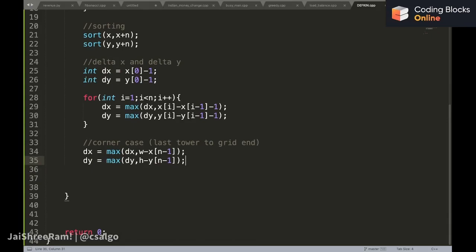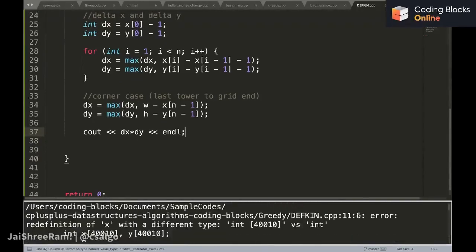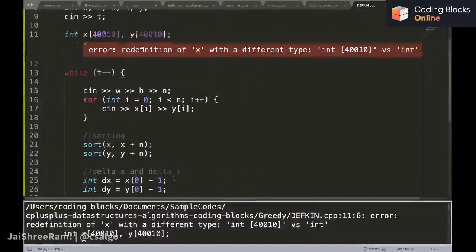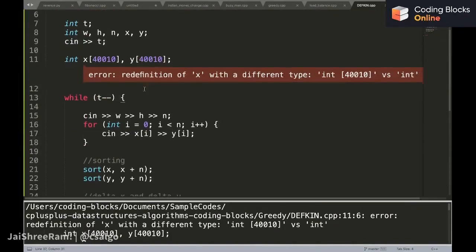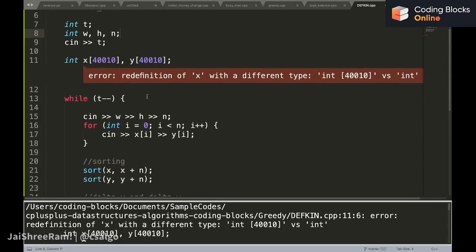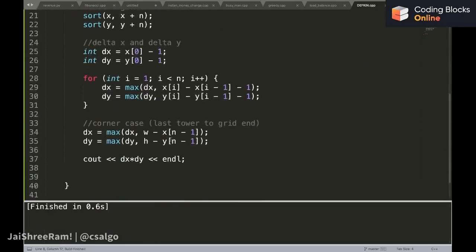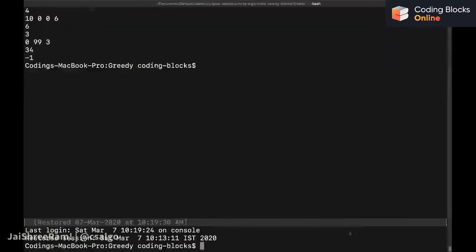And finally, if you want to find out the area, that is cout dx into dy and endl. Okay, so let's remove this. Yeah, now it's looking fine, and let's try to run the code from command line.